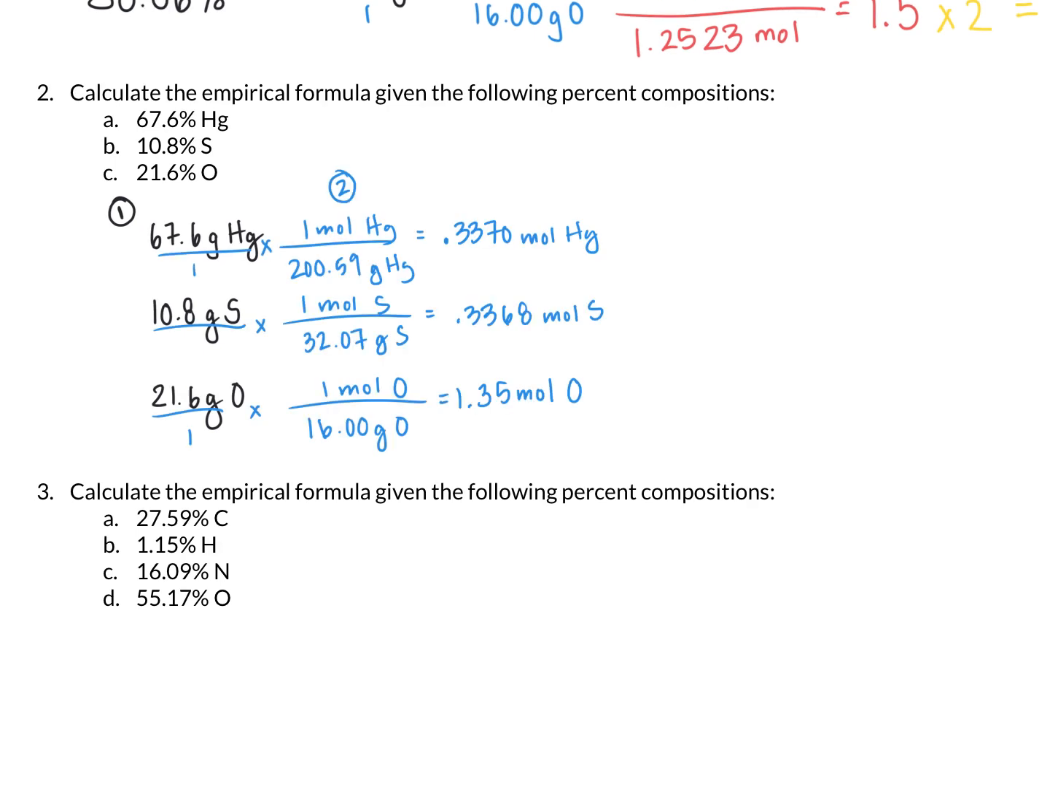Okay, now we did step 2. We converted all the grams to moles. Now we got to do step 3. Okay, when I divided them all by the smallest number of moles, I actually pretty much got whole numbers. Nothing was like 0.5 or 0.25.